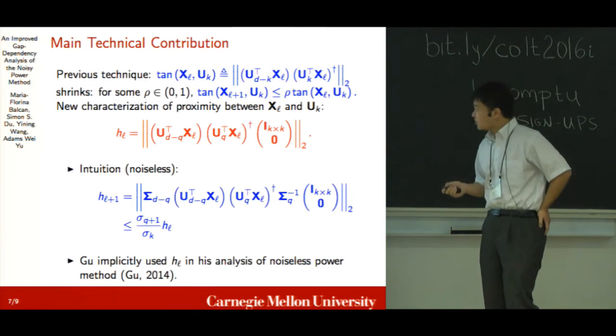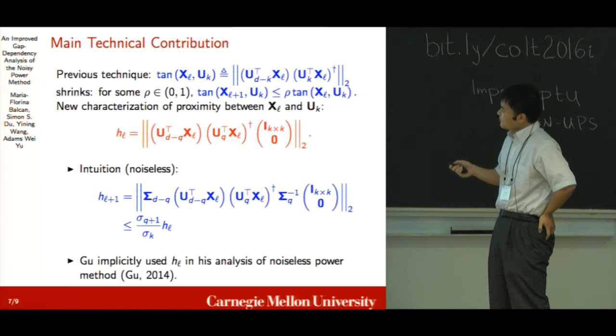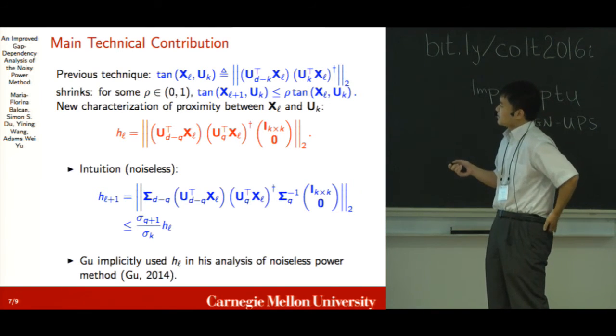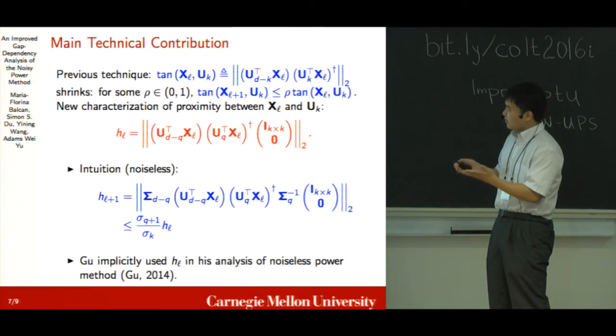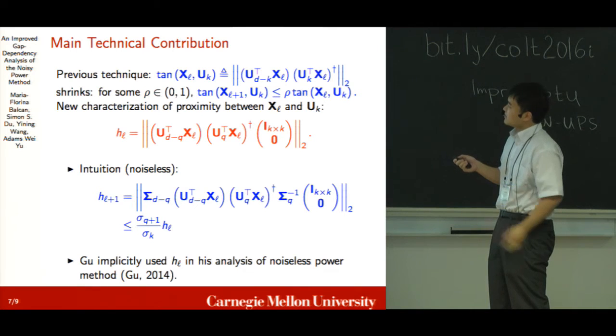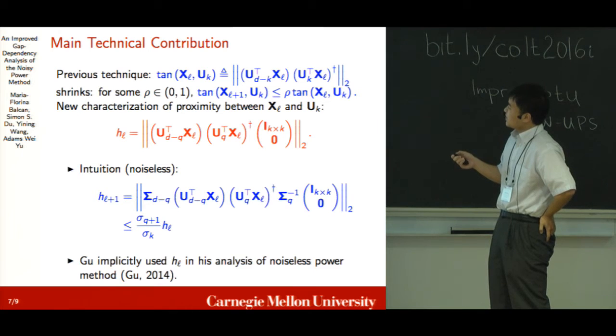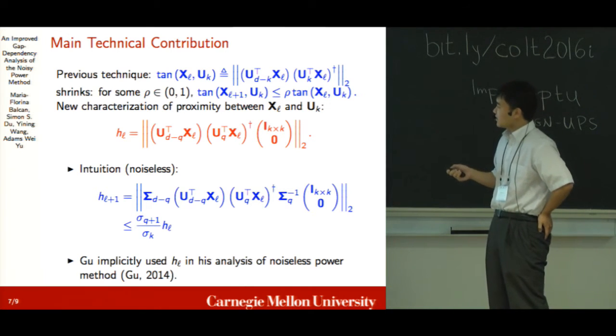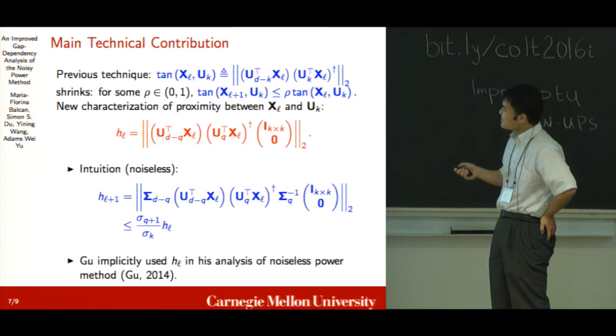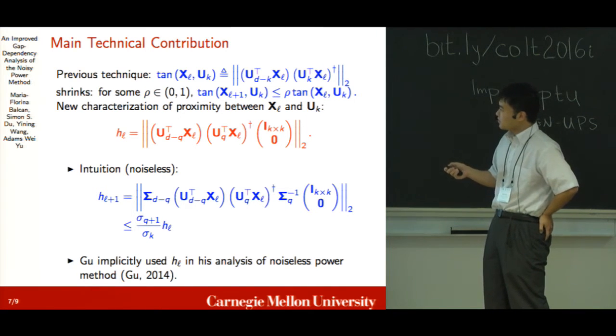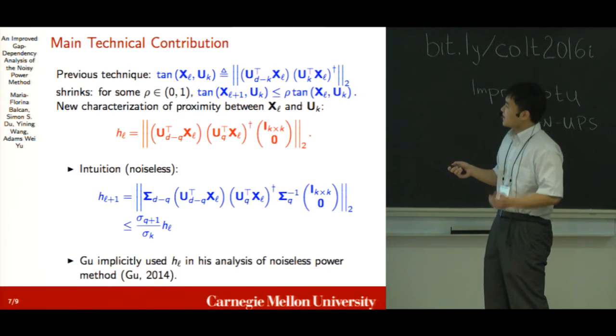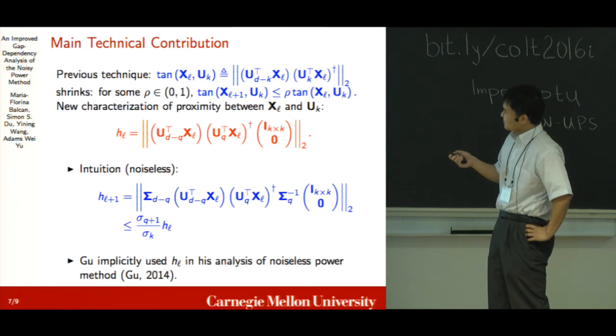Our main technical contribution is that we define a new term to characterize how close two linear spaces are. Originally, many matrix analyses rely on the shrinkage of the tangent between two linear subspaces. This is used in Hardt's analysis. But here we consider a new term. We consider U_Q, a larger eigenspace, and on the right we multiply by an identity K by K matrix.